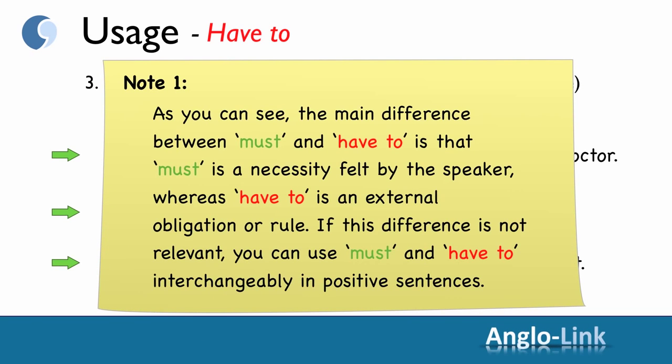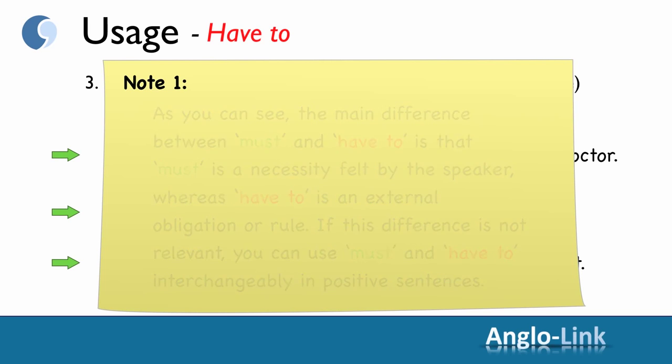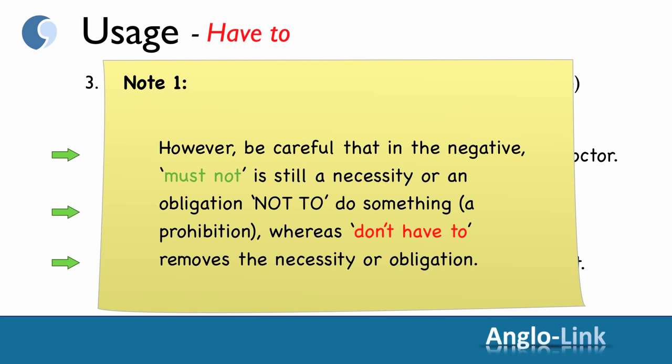So, as you can see, the main difference between must and have to is that must is a necessity felt by the speaker, whereas have to is an external obligation or rule. If this difference is not relevant, you can use must and have to interchangeably in positive sentences. However, be careful that in the negative, must not is still a necessity or an obligation not to do something. It's a prohibition, whereas don't have to removes the necessity or obligation.